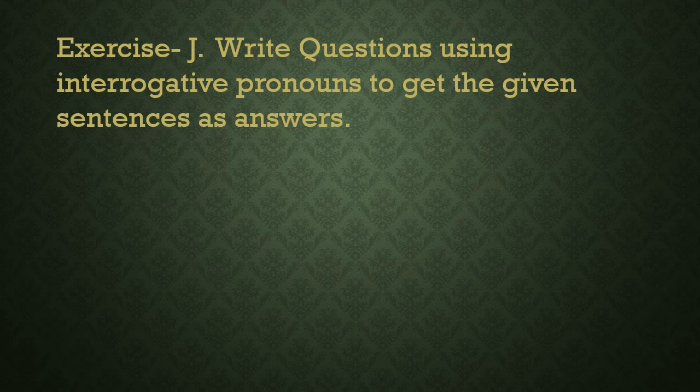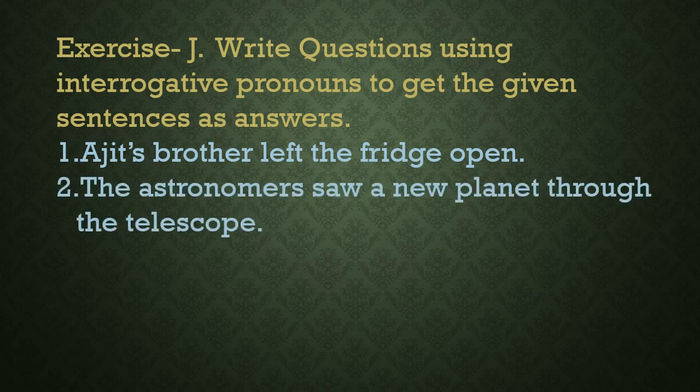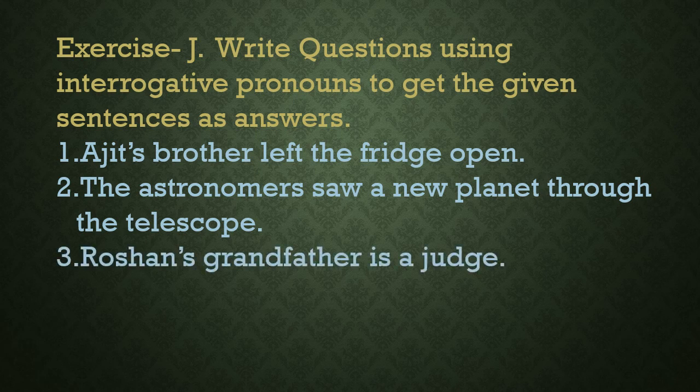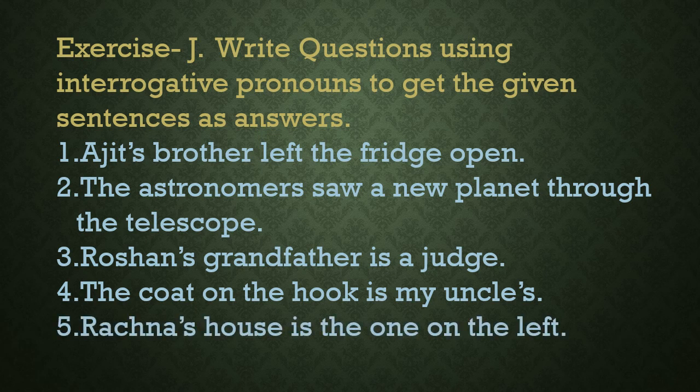Number 1. Ajit's brother left the fridge open. Number 2. The astronomers saw a new planet through the telescope. Number 3. Roshan's grandfather is a judge. Number 4. The coat on the hook is my uncle's. And number 5 is Rachna's house is the one on the left. So try doing this exercise and use only the interrogative pronouns, then correct the answers from the next slide.